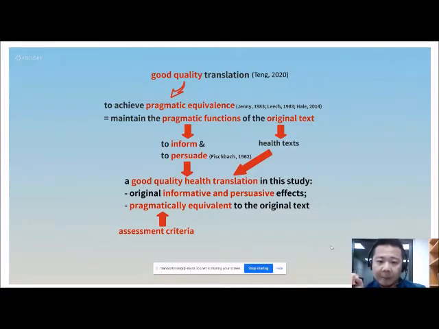The pragmatic functions of those texts are to inform or to persuade the reader to take actions or not to take actions regarding their health conditions. So by good quality health translation, I mean the translation maintains the original informative and persuasive effects. And when the effects have been maintained, then I can say the translation is pragmatically equivalent to the original text. So then how do we assess whether a translation is pragmatically equivalent to the original text? Well, I actually have developed a set of assessment criteria. Here it is.